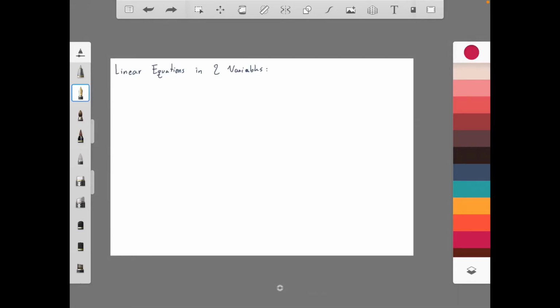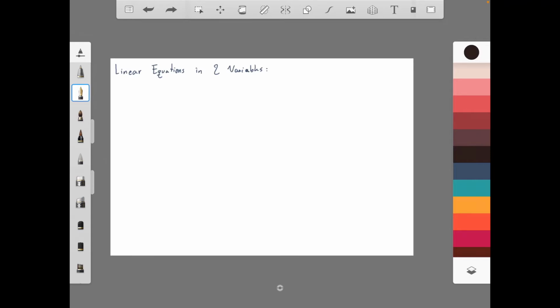Okay, so today we're going to talk about linear equations in two variables. As the name states, linear equations in two variables are linear equations that contain two variables. It says in the title, but it's pretty obvious. I'm going to show you a couple of examples.